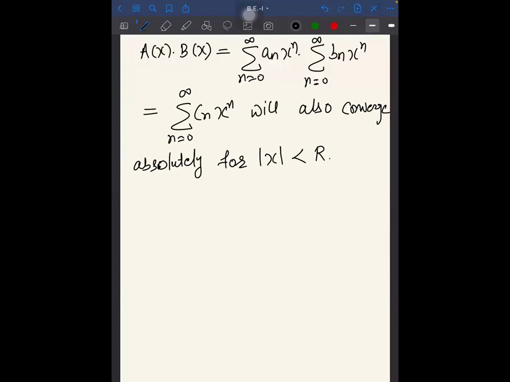So the point I want to make is this: if I take the multiplication of two power series, which already converge absolutely inside the interval of convergence, that is, mod x less than R for both of the series, then the resulting series will also converge absolutely inside the same radius of convergence, the same interval of convergence. Okay, right? So let's say now next is C.